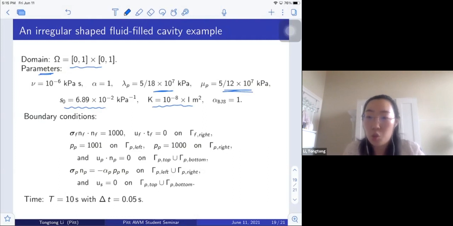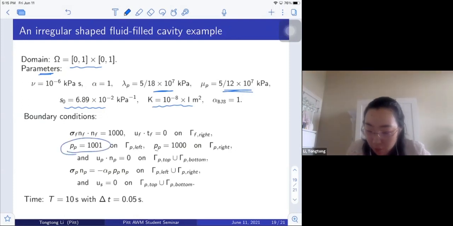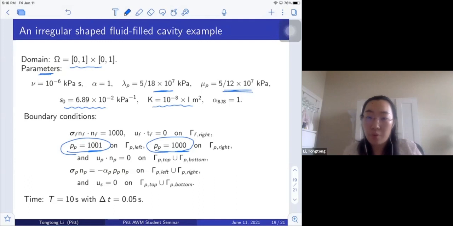And actually, these parameter regimes are known to lead to locking in modeling of the Biot system of poroelasticity. So usually it would cause trouble. For example, your simulation would be unstable. But what we want to show is that our methods are indeed able to handle this kind of computationally challenging problem. We set the body force, external force, source, and initial condition to be 0. You can see that the flow is basically driven from left to right via a pressure drop of 1 kilopascal. So we have 1001 on the left and 1000 on the right. You can imagine that our fluid is flowing from left to right. The final time is 10 seconds with delta t equal to 0.05 seconds.